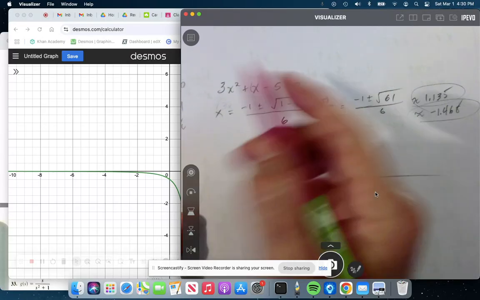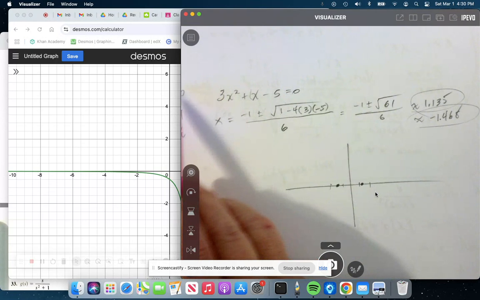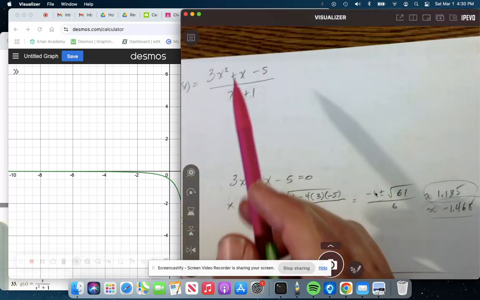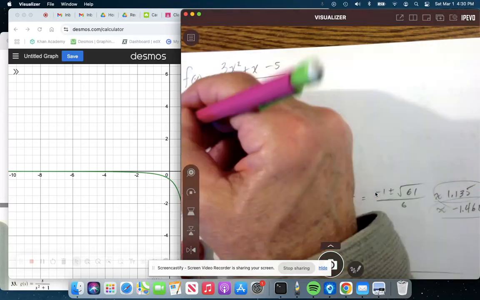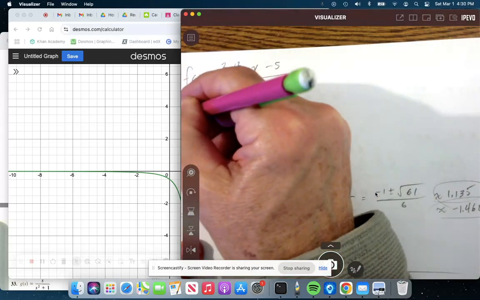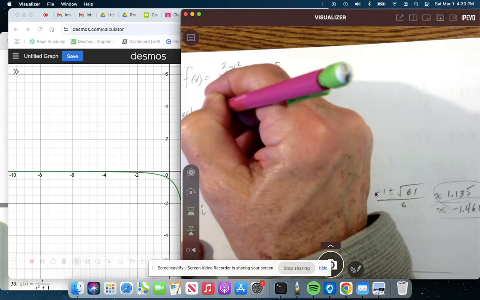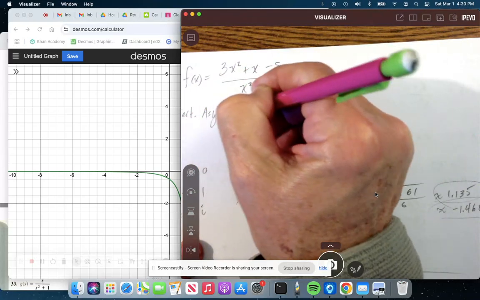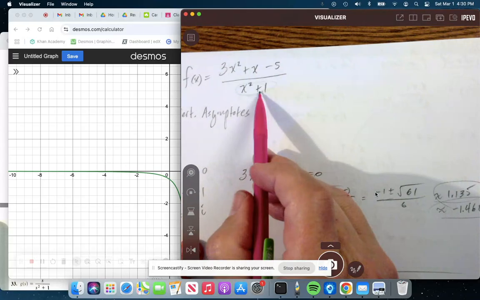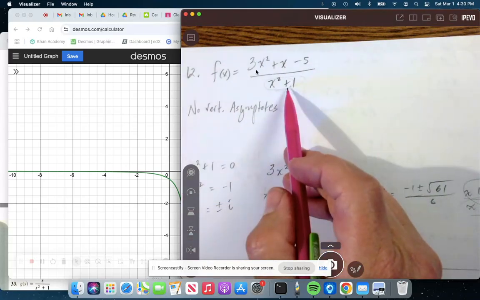I know there are no vertical asymptotes because you can't make the bottom 0, right? You cannot make the denominator 0. So there's no vertical asymptotes, because this cannot be made 0.